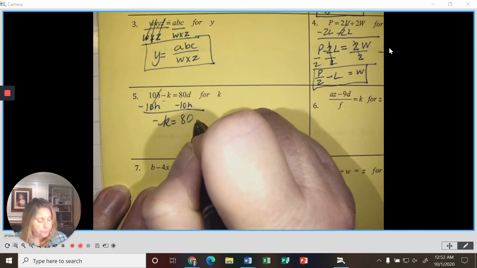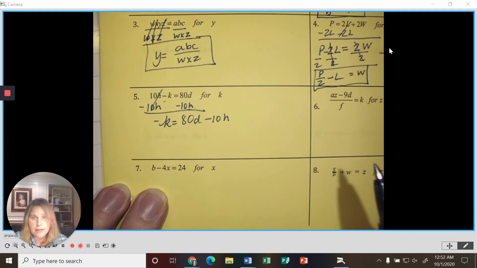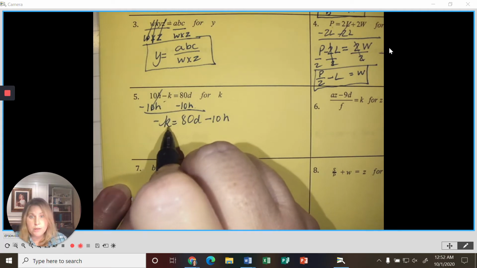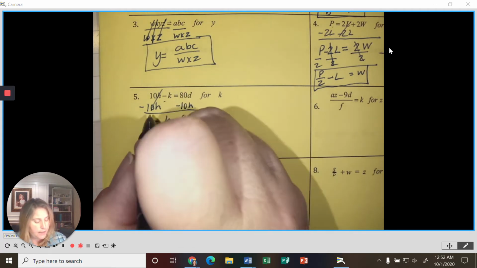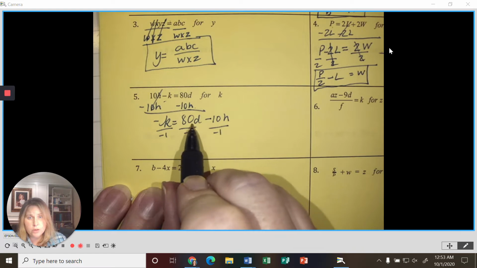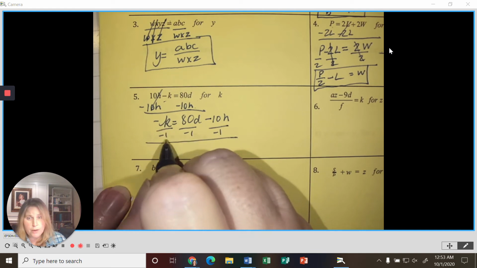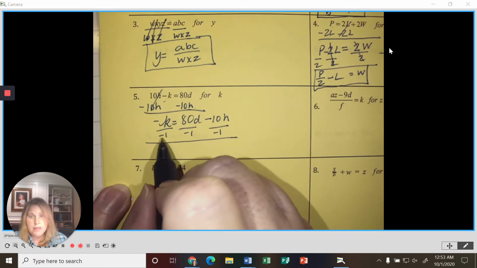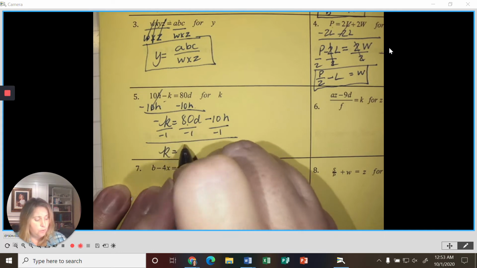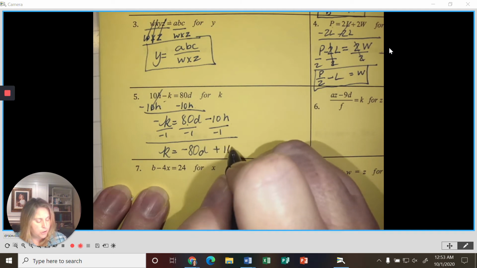So 80d minus 10h. So we're being asked to solve for k, and we so far have negative k. We don't want to know what negative k equals. We want to know what k equals. So we need to either multiply or divide this by negative 1. Okay, I prefer to divide because I feel like students are less likely to leave out one of the terms or forget to divide one of them if it's just right in front of them. You know, they're right in between getting to the next row. So a negative k divided by a negative 1 is a positive k equals positive 80d divided by negative 1 is negative 80d, and minus 10h divided by negative 1 is plus 10h.